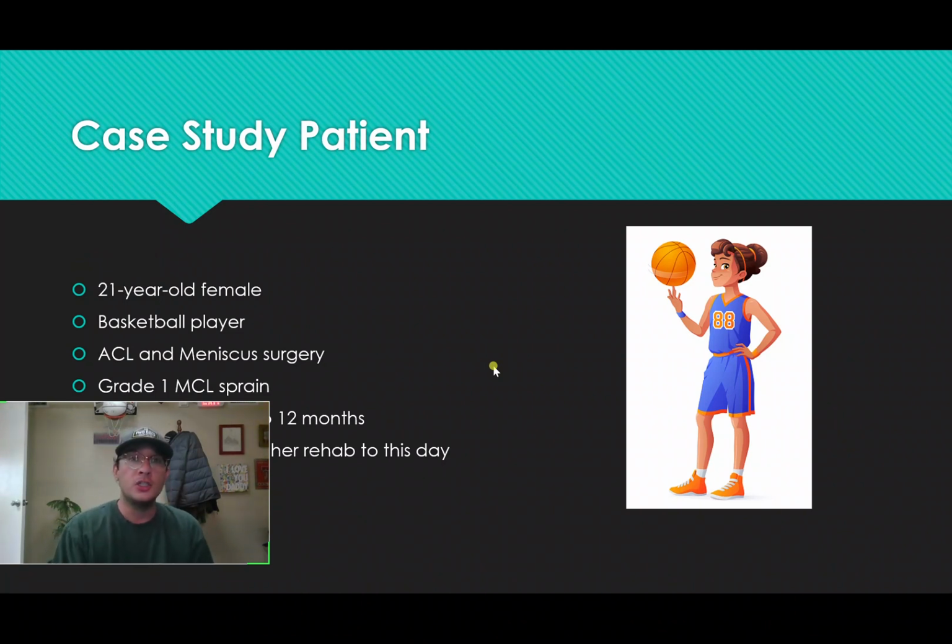So she's a 21-year-old female. She's a basketball player. She is interestingly from Bulgaria, so she moved to Texas about 3 years ago. Started playing basketball. She has had injuries in her left knee the past year and a half, and then last year she got her ACL and meniscus surgery on her right knee. So this is the first surgery on her right knee.